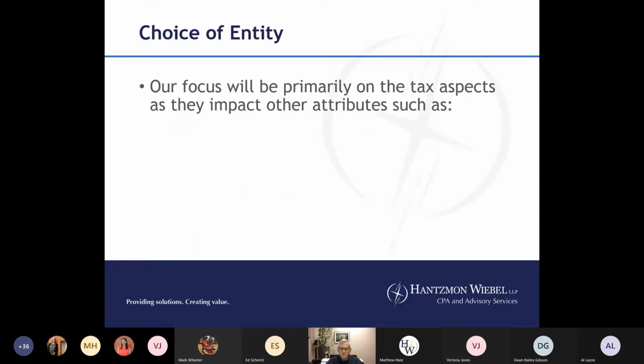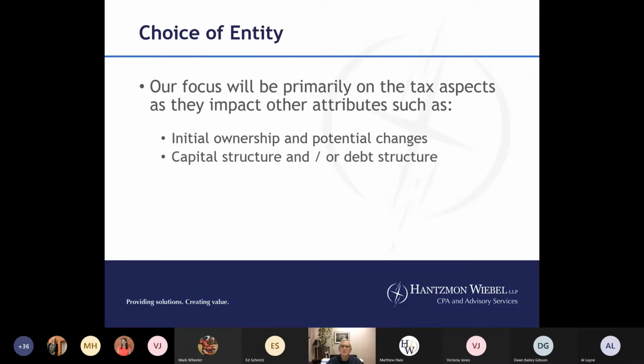So today we're really going to talk about how the tax aspects impact the other attributes of the business. And you also have to be knowledgeable in some of the other non-tax issues in order to do that. If you look at the initial ownership and potential changes, is the ownership going to change? What's the capital structure? What's the debt structure? How are they going to finance the business? Governance: if there are multiple owners, does everybody have an equal voice? And what are the governance restrictions on how the entity operates? Are there restrictions on ownership, either imposed by the owners themselves or by tax law, for example, with the use of an S corp?